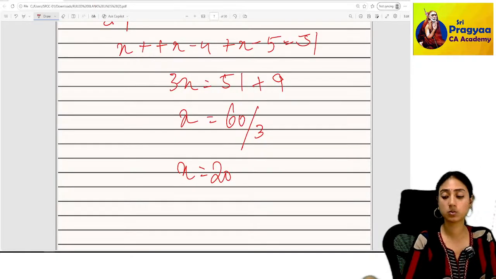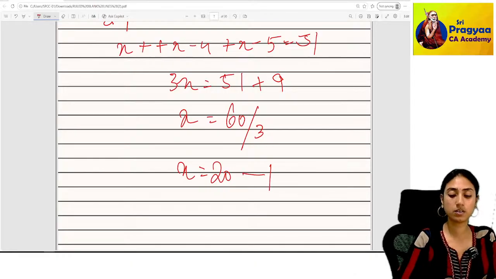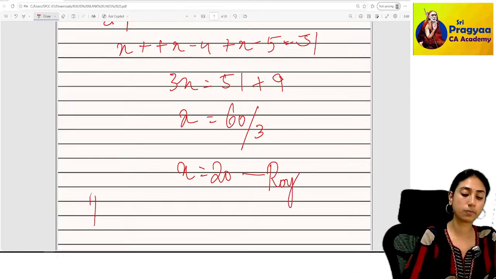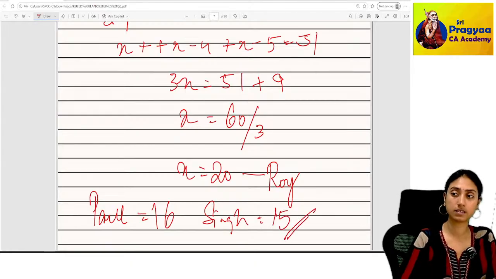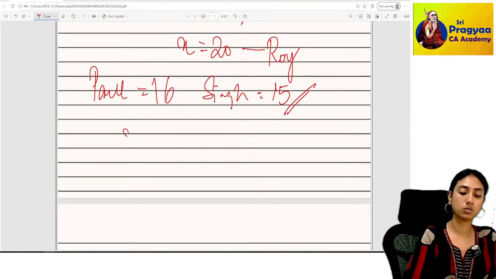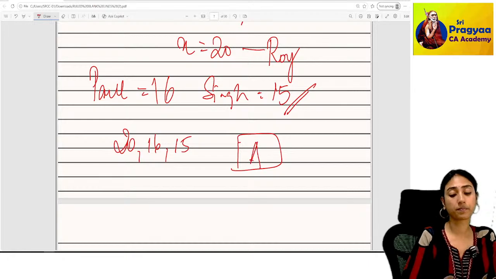So this is what Roy holds. How much will Paul hold then? 4 less than 20, which is 16. Singh will hold 5 less than 20, which is 15. So the answer is A. Clear, Ritika?